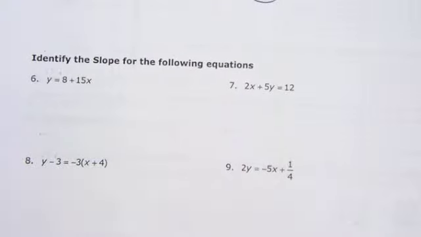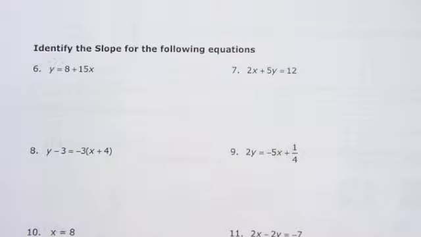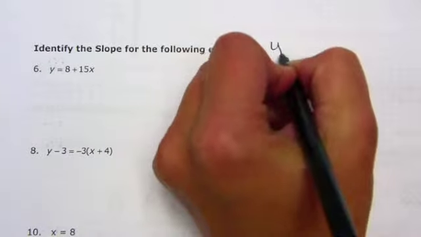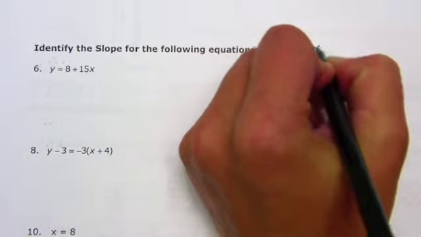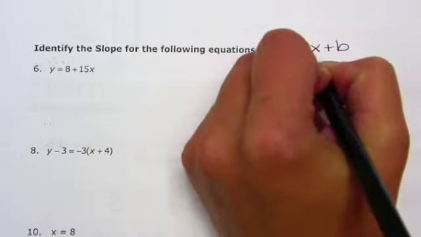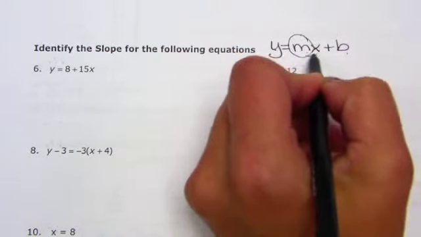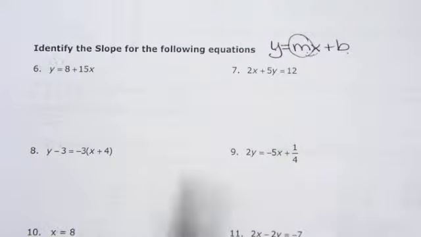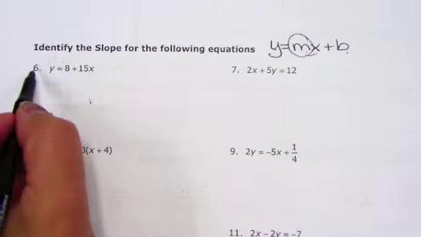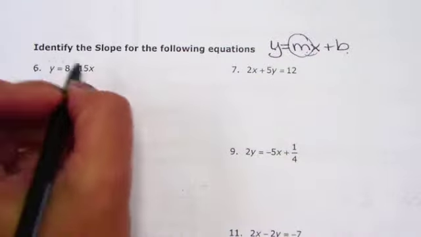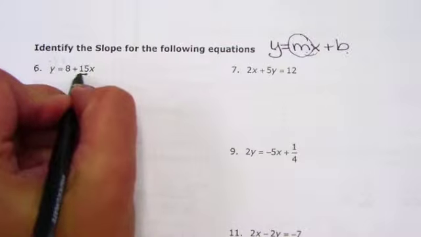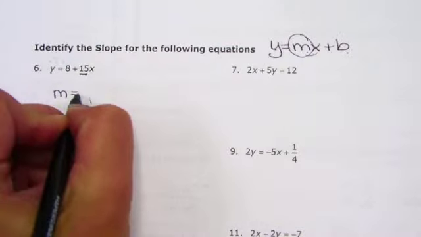Now we're going to identify the slope from the given equation. The easiest way to do this is to use slope-intercept form, y equals mx plus b, because we know that slope is the number in front of x. For each of these problems, you want to make sure that y is by itself. In problem number 6, y is by itself. So I can locate the slope right away. The slope is 15.